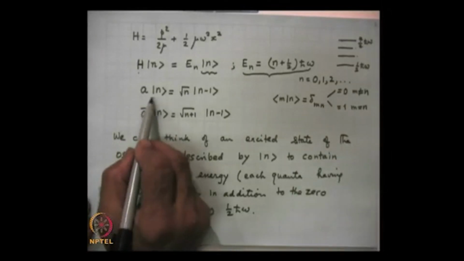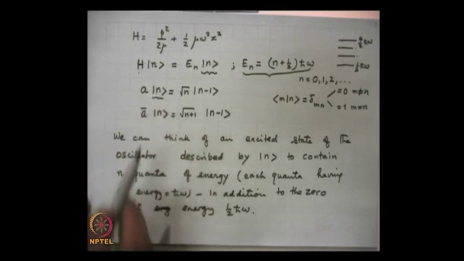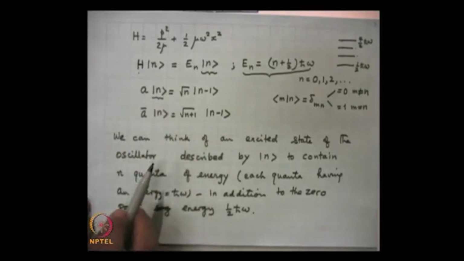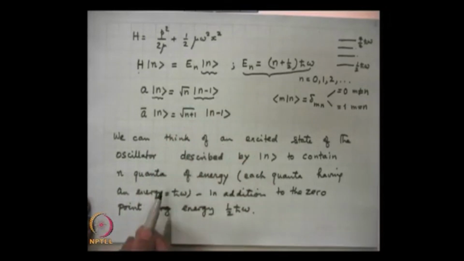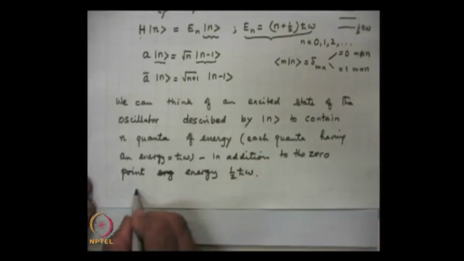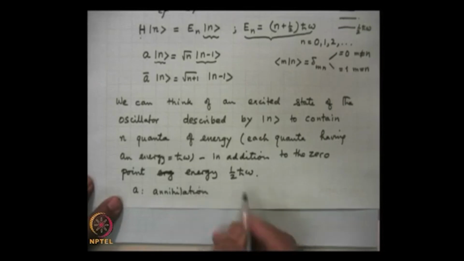And so, therefore, A operating on the state described by the ket n transforms it to a state n minus 1. So, therefore, the operator A is referred to as the annihilation operator. In the quantum theory of radiation, one has to use these operators extensively. This is referred to as the annihilation operator.